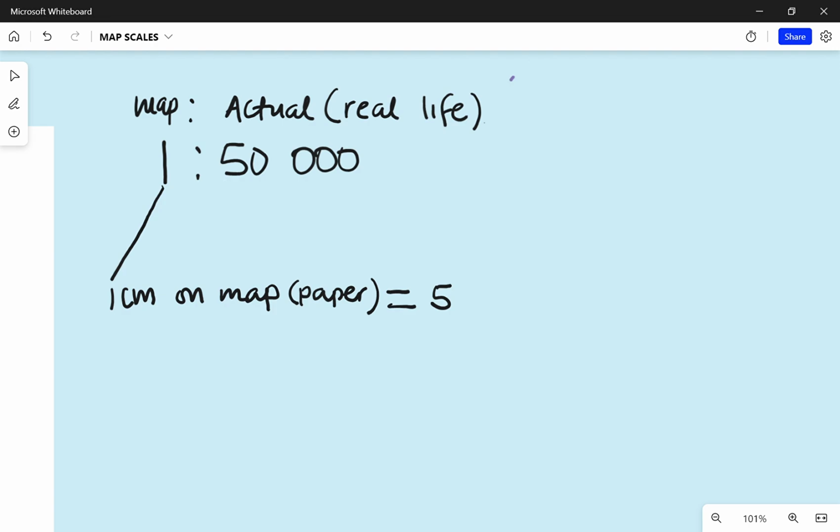Is equal to 50,000 centimeters in real life. That's the meaning there. Okay, if you have this meaning, then it is all set and done. So I hope that is understood.